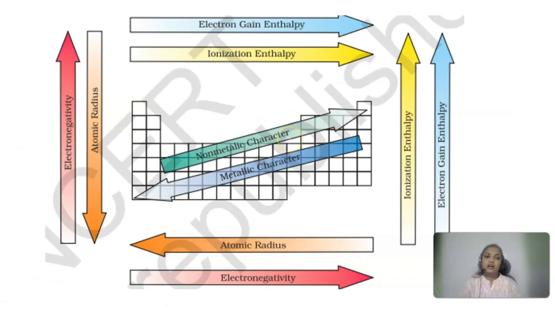So this is the chart that you can see, students, a general chart for telling the different properties that we have just discussed. This is the trend. You have to keep in mind the trends we have discussed, but you have to keep in mind the anomalous behaviors as well.